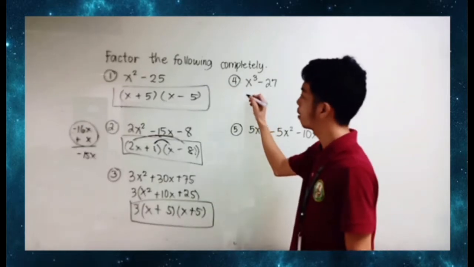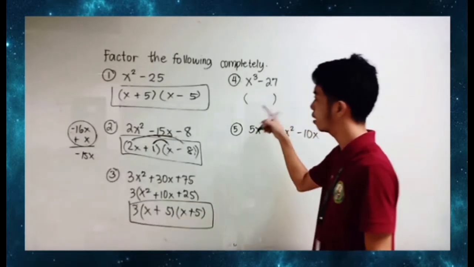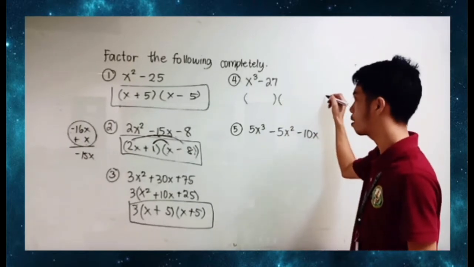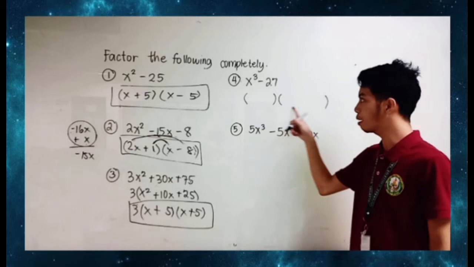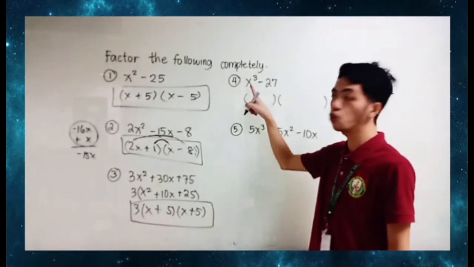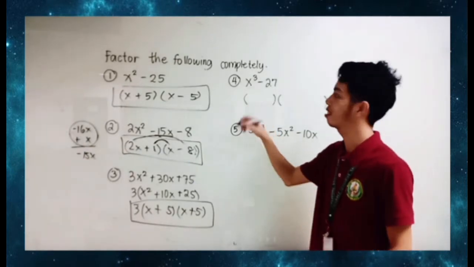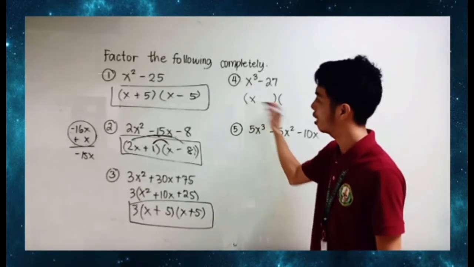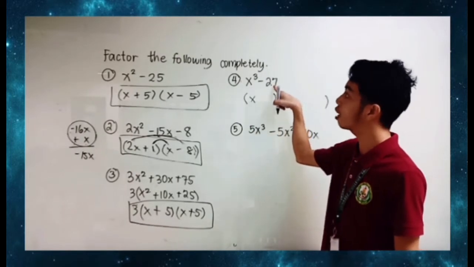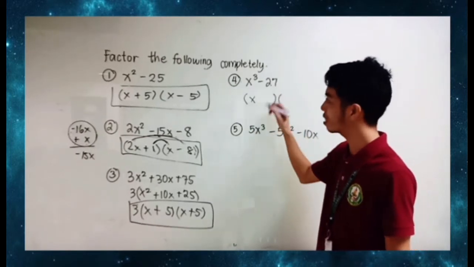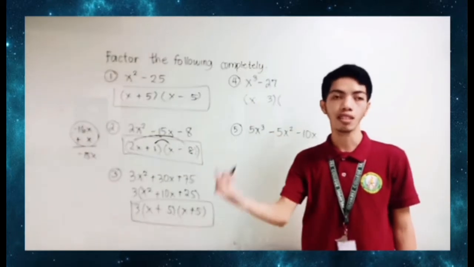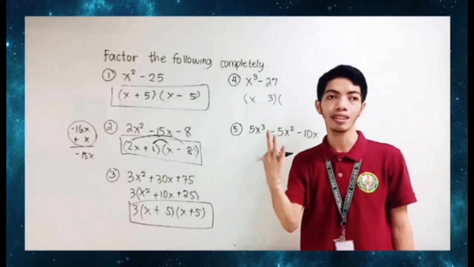Paano nga ba? Maglagay ka dito ng parenthesis. This is the binomial. Maglagay ka ng mas mahaba o mas malawak na parenthesis. Ito yung magiging trinomial. Okay. So, ano nga ba yung cube root ng x cubed? That is x. Okay? Ano ang cube root ng 27? That is 3. Kasi 3 times 3 times 3 ay 27.